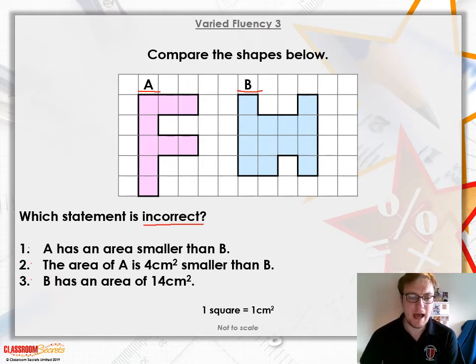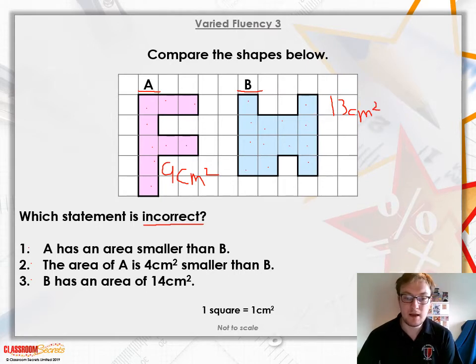To start off looking here, A has a smaller area than B. So to check if this statement is incorrect, we need to count the area of each shape, so both A and B. So let's do 1, 2, 3, 5, 6, 7, 8, 9. So A has an area of 9 centimetres squared. B has 1, 2, 3, 4, 5, 6, 7, 8, 9, 10, 11, 12, 13 centimetres squared. So that statement said that A has a smaller area than B. That one would be a correct statement.